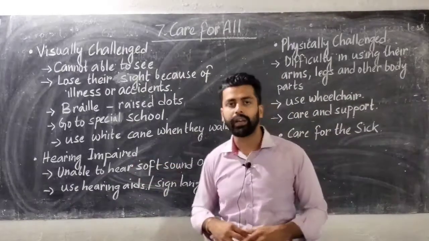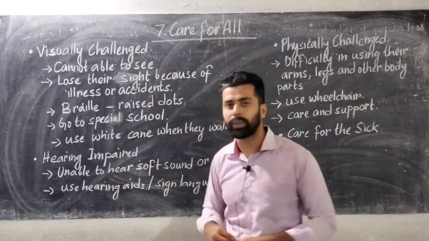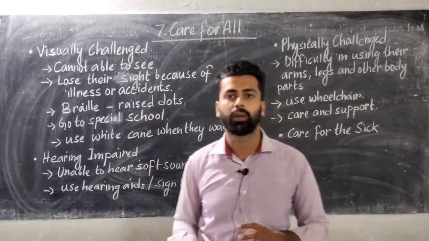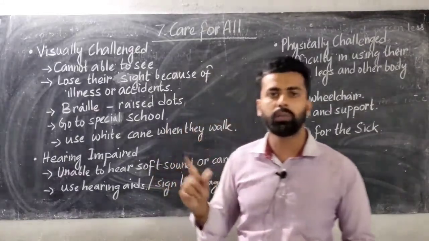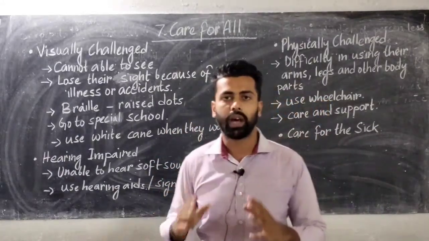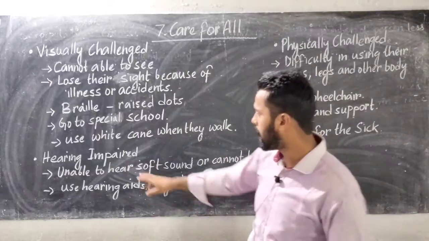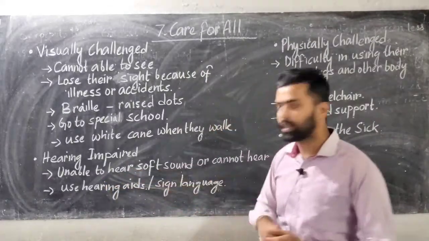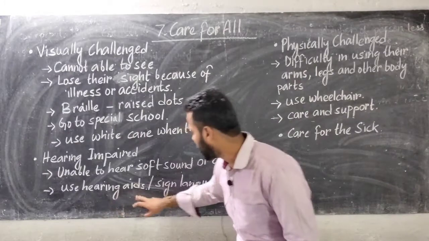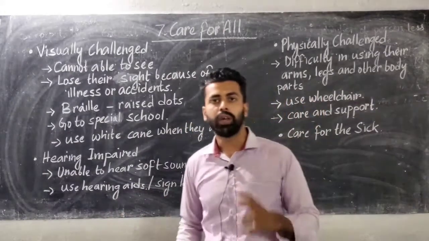Next you have hearing impaired. Hearing impaired here means persons who cannot hear. They are not able to hear soft sounds or they are not able to hear at all. So what are they using? They are using a hearing aid. This hearing aid helps them to hear properly.